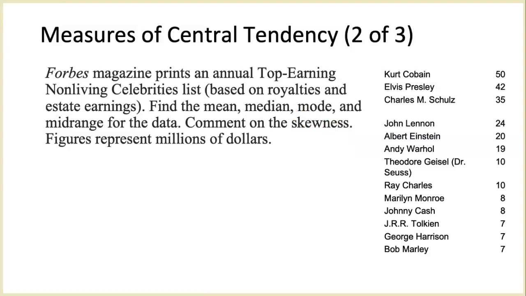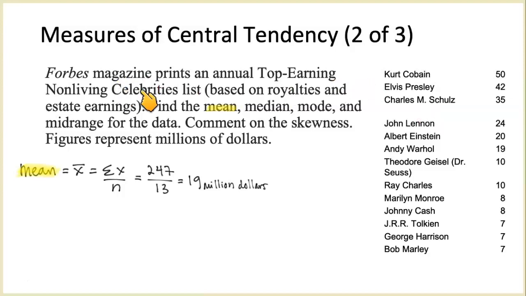So first, how can we find and describe the mean? Well, the mean is just an average. So to find that average, I look at the sum of each of those numbers divided by the total. If we add all these values together, and there's 13 values here, I believe we get 247 when we add them up, divided by 13. 19 would be our mean, but because the values are millions, we want to make sure we retain that same information, so 19 million would be the average. So that would be the average top earnings in royalties or estate earnings for this sample of non-living celebrities.